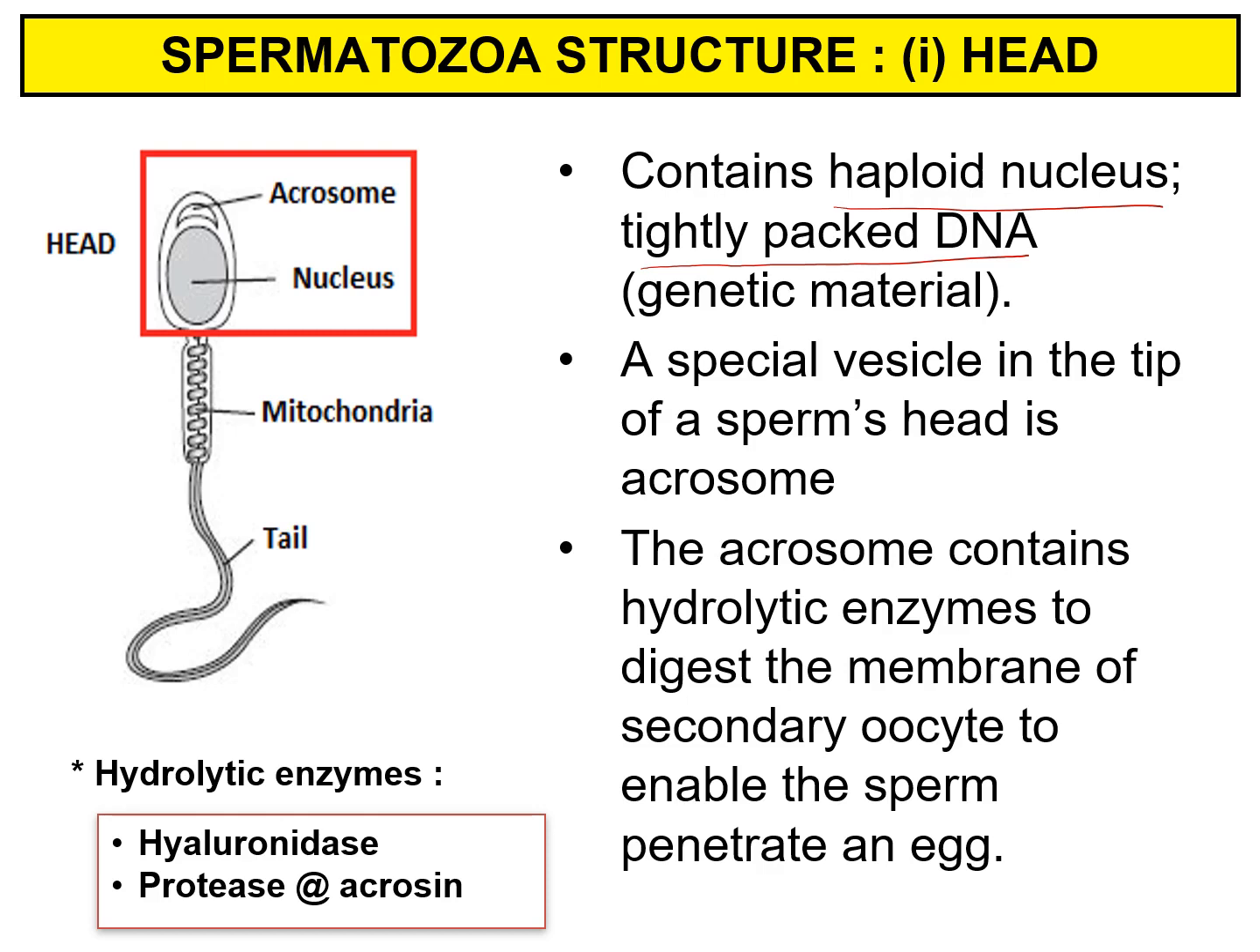The head of the spermatozoa also contains a special vesicle at the tip of the sperm's head. It is called the acrosome. Without this structure, the sperm would be prevented from fertilizing or penetrating the secondary oocyte. This is because the acrosome contains hydrolytic enzymes to digest the membrane of the secondary oocyte. The digestion of the secondary oocyte membrane is very important to enable the sperm to penetrate the egg, and thus fertilize. Without the digestion and the penetration, fertilization will not occur.